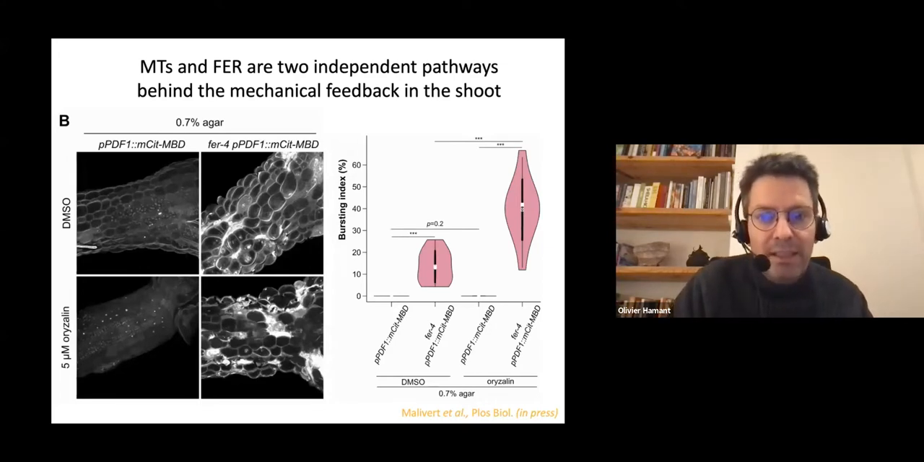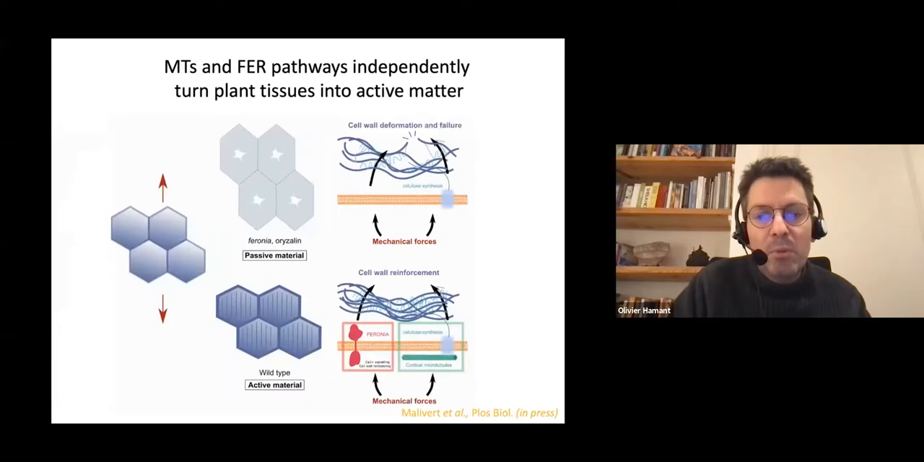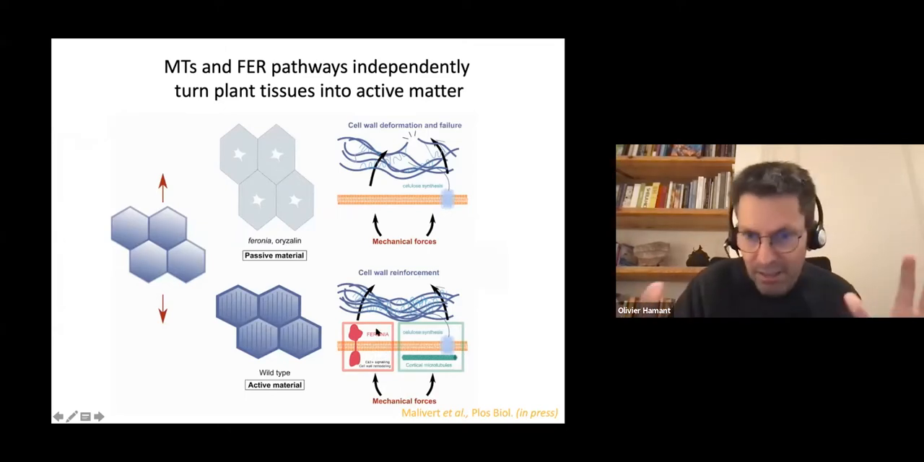So what we think is happening is that there are probably these two pathways, FERONIA and cellulose synthesis, or microtubule-dependent cellulose synthesis, that are reinforcing the cell wall independently.